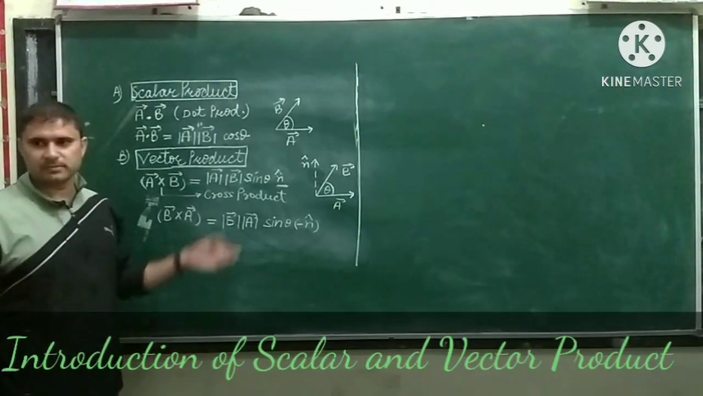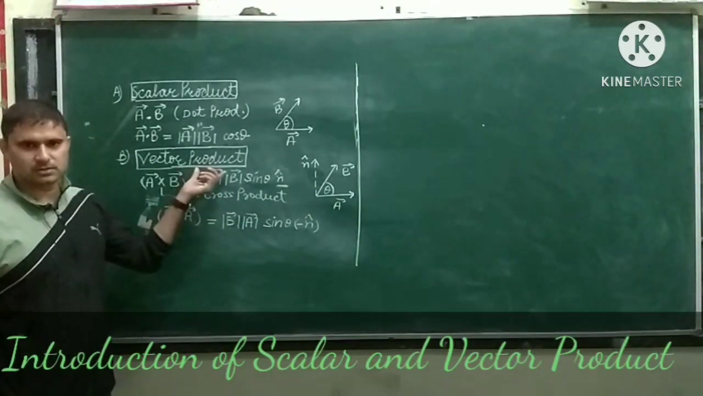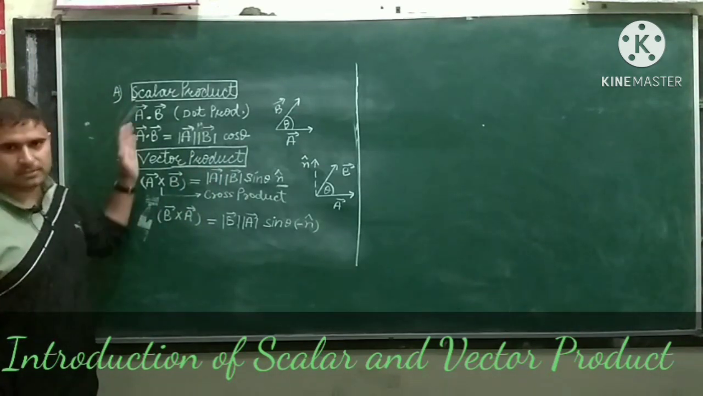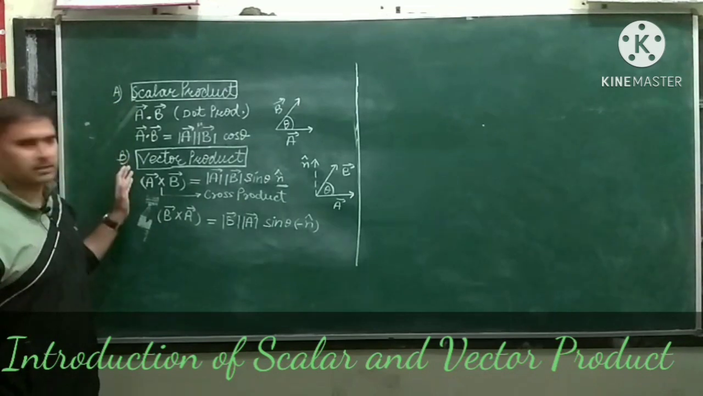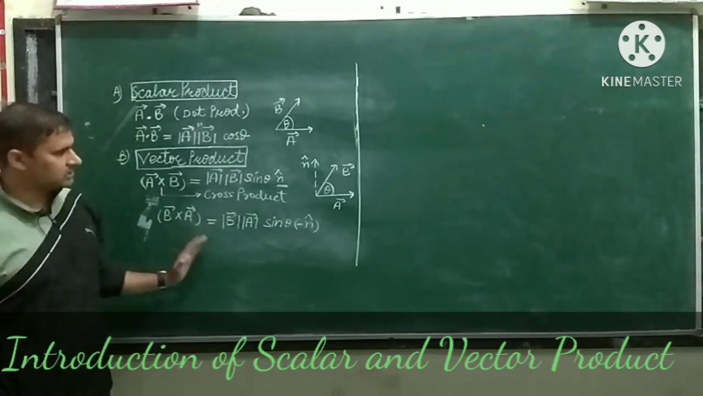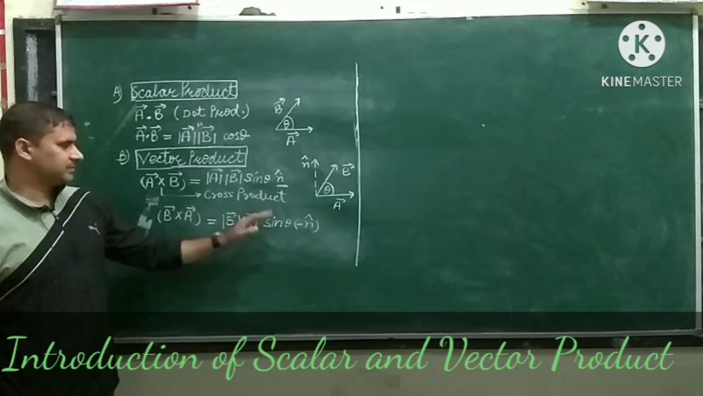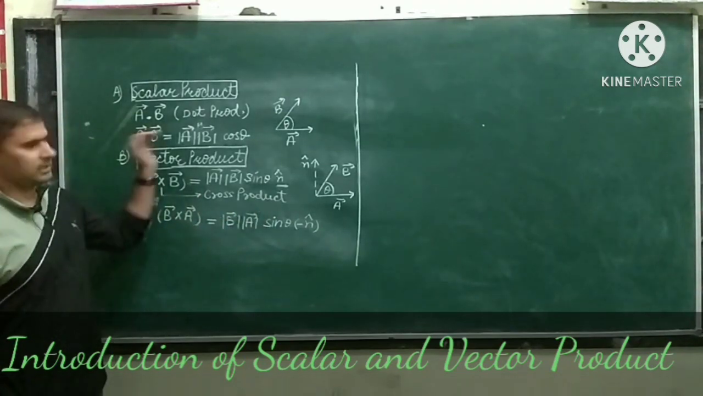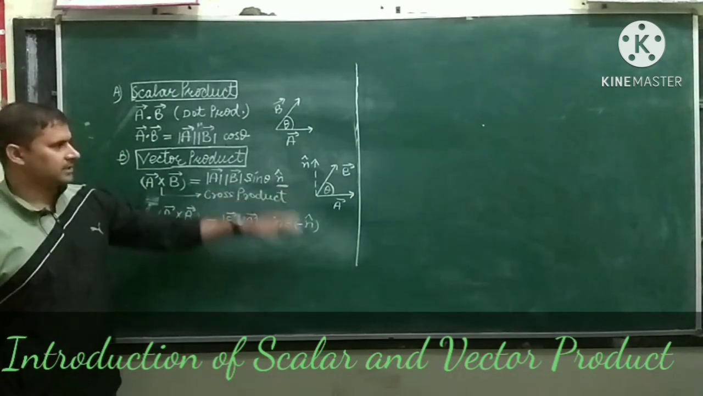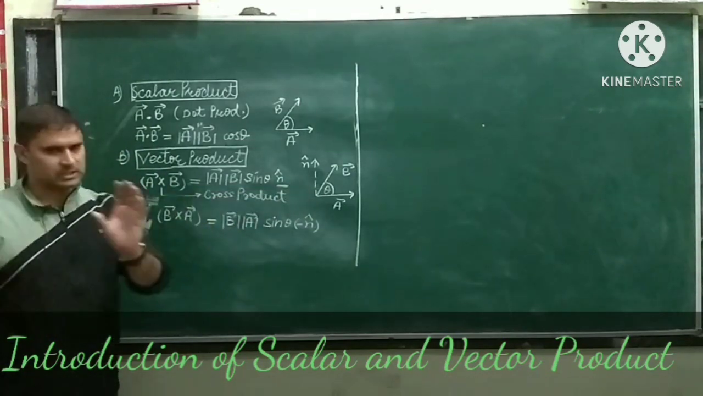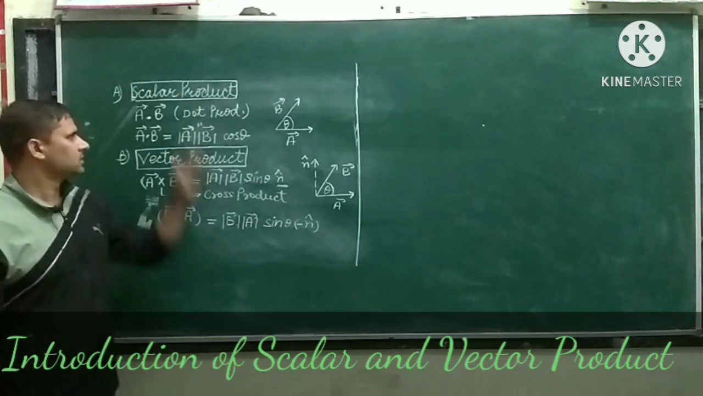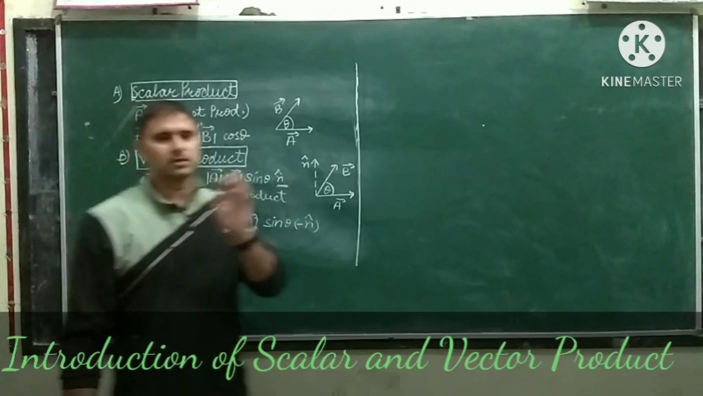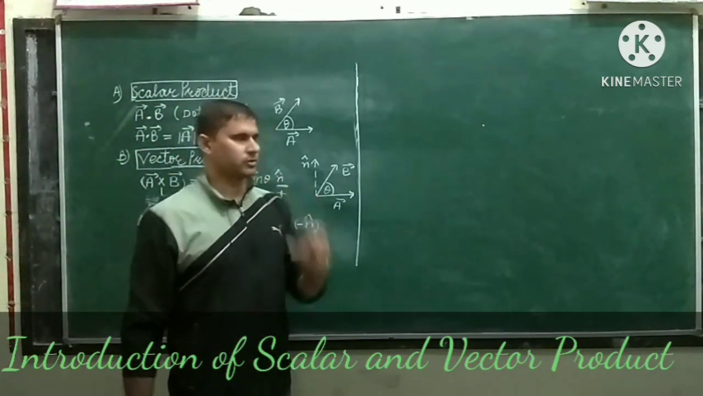Okay class, in the previous lecture we have seen the mathematical meaning of scalar product and vector product, and we have seen how we will represent A cross B and B cross A and A dot B. We have seen the direction. Now we will see the physical meaning of this dot product and cross product. Why do we need the dot product and cross product?